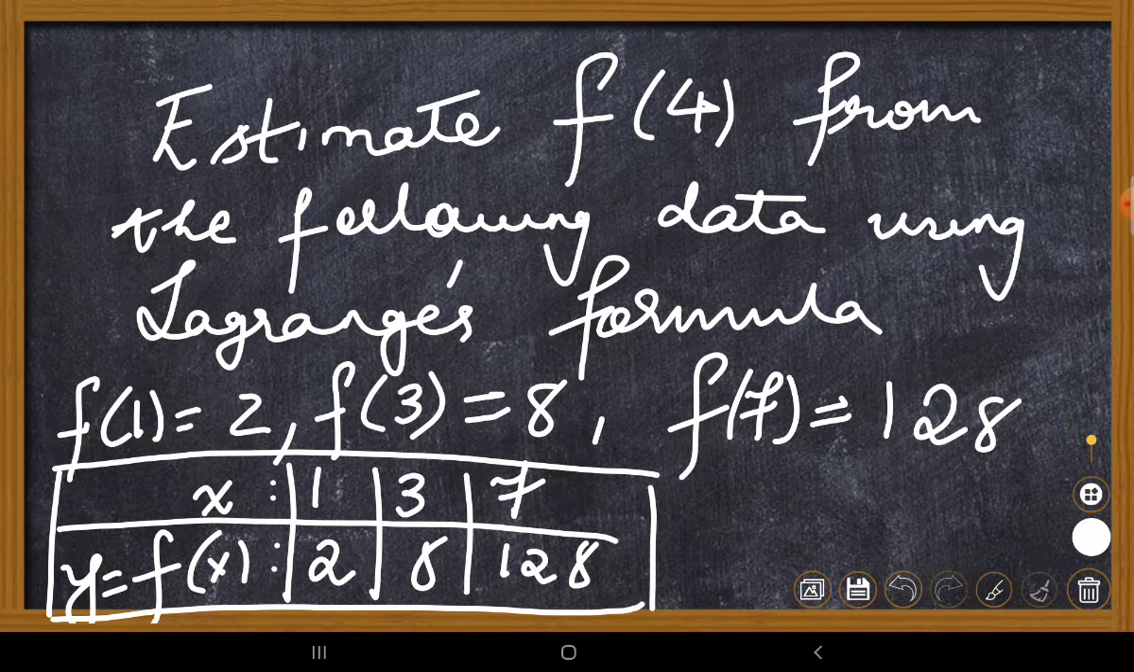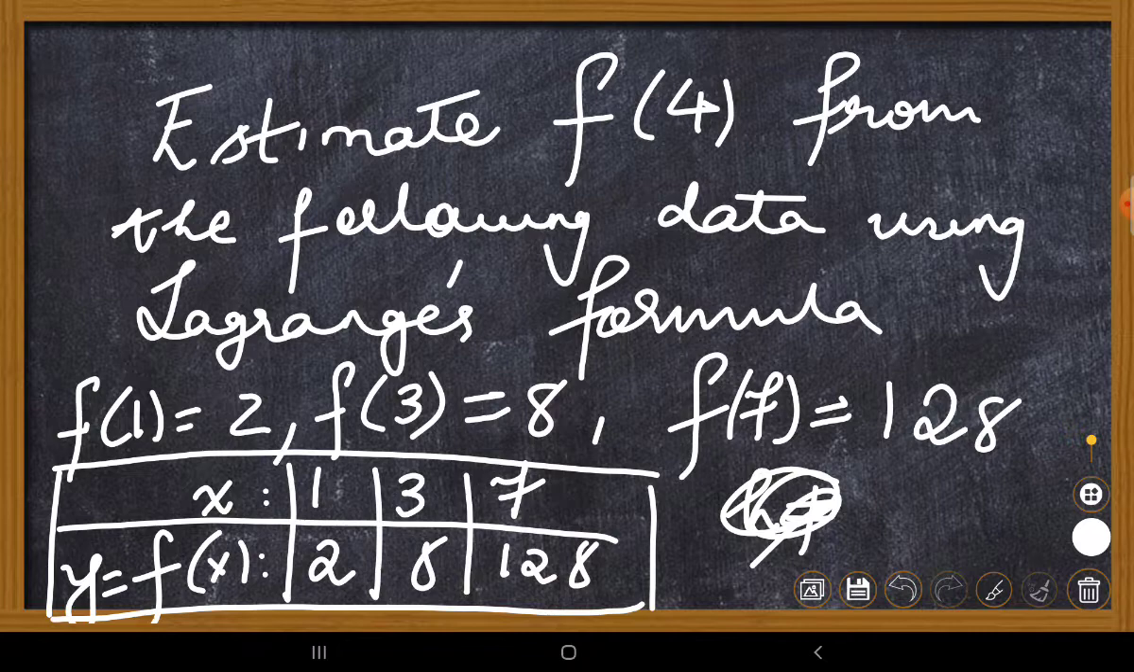Notice here that you cannot use Newton's backward or forward interpolation because the distance between 1 and 3 is different from the distance between 7 and 3. 3 minus 1 is 2, whereas 7 minus 3 is 4. So therefore here your interval of differencing h is not equal for all these values of x. Hence you cannot use Newton's backward or Newton's forward interpolation formula. So that's why you have to resort to Lagrange's interpolation formula.